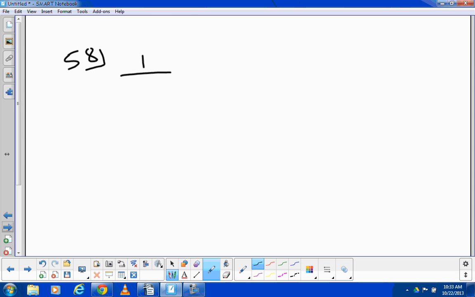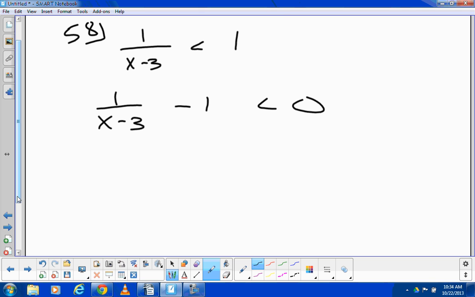I went 1 over x minus 3 is less than 1. Now, when it is not a single fraction and not set to 0, it sucks. Okay? Because you got to do a lot of work here. So I've got to set it to 0 first. That's not that bad. All right, you follow that? All right, but now, how are we going to have to make this into a single fraction? Common denominator. So that common denominator is going to be x minus 3.